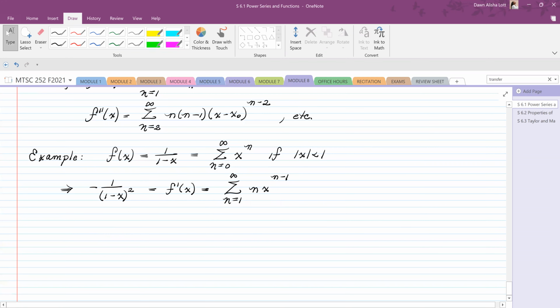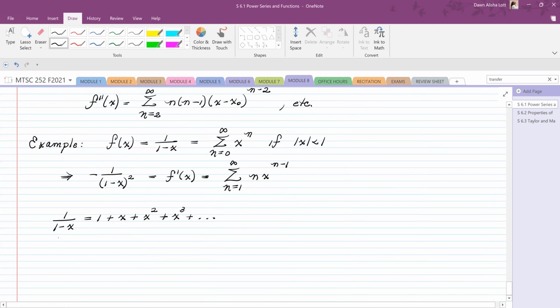So what does that mean? Well, we said 1 over 1 minus x was 1 plus x plus x squared plus x cubed plus dot, dot, dot. Then you take the derivative, 1 over 1 minus x squared. That's just 1 plus 2x plus 3x squared. So I can find the power series of the derivative by knowing the power series of the original function.